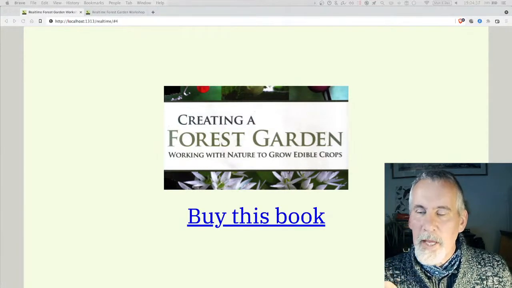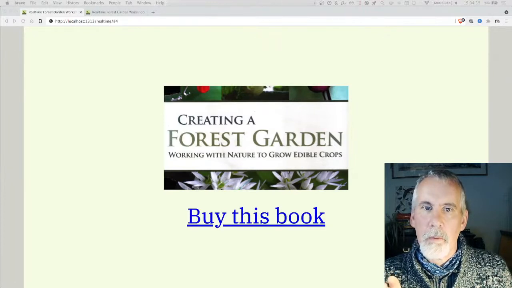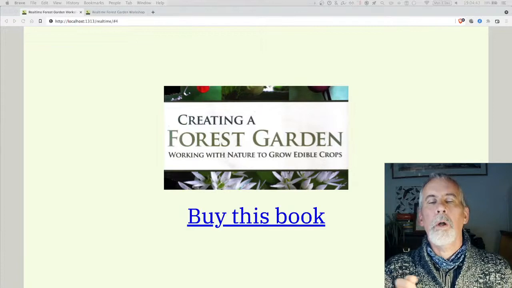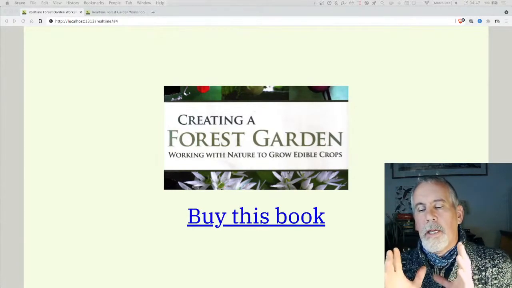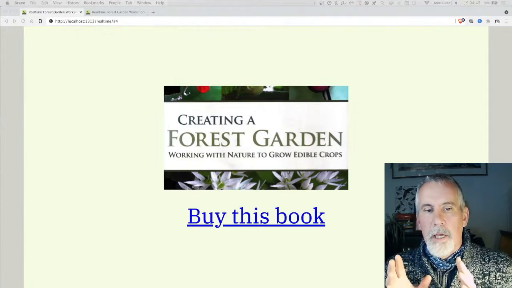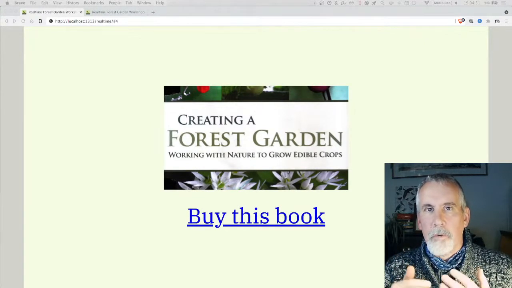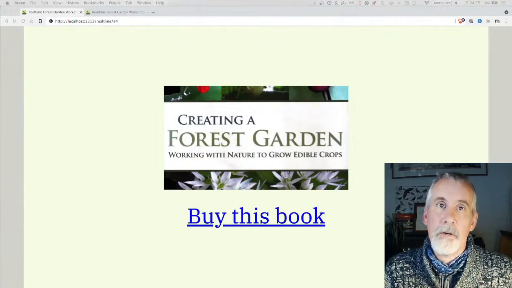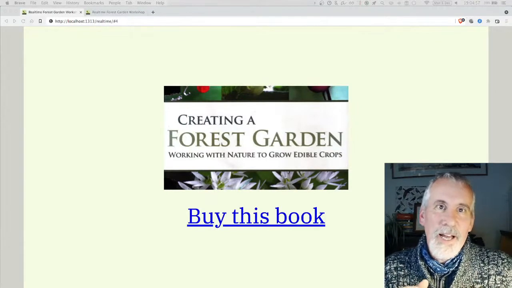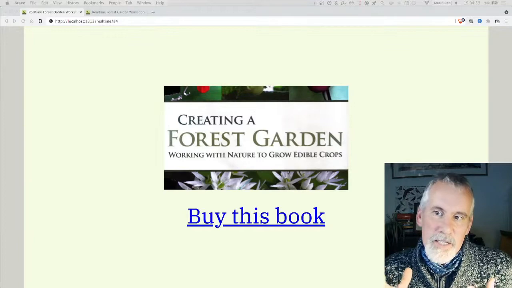When you are thinking about a forest garden, I know there's a couple of people I've spoken to a little bit before. It is a low maintenance form of gardening, but it is a commitment and does require time and effort and resources. But this is what it is.